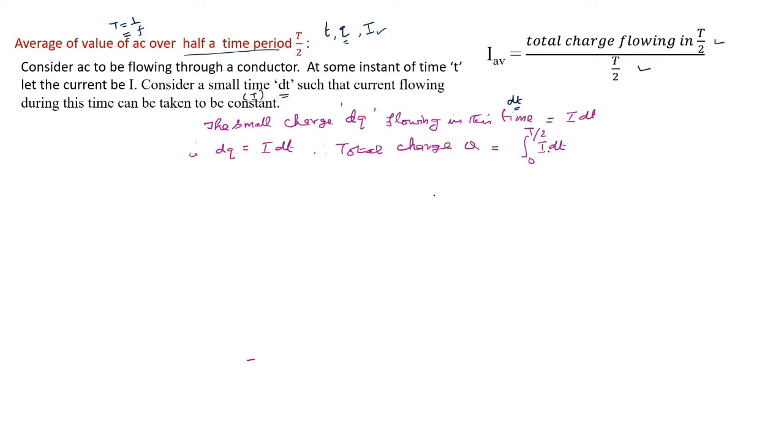I naught sin omega t, that can be brought out. But now we will use the substitution method because omega t is there. We will take omega t as theta, so that we turn the time into an angle. Consider omega t as theta, then change the limits, because you have changed the variable, so the limits also have to change according to the variable theta.